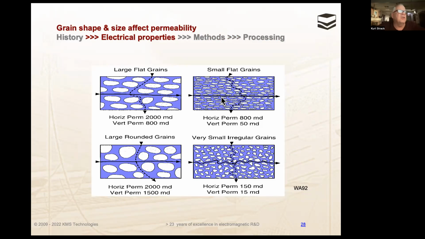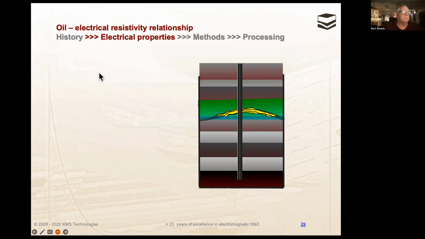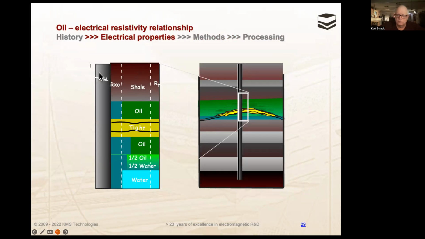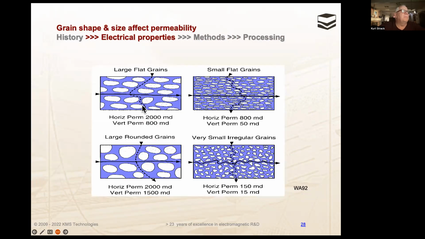We also need to understand permeability. Permeability is a measure of the resistance a rock imposes on fluid flow. And if we have large flat grains, permeability is high, horizontal permeability 2000 millidarcy. Also, the ratio of vertical permeability to horizontal permeability is low.